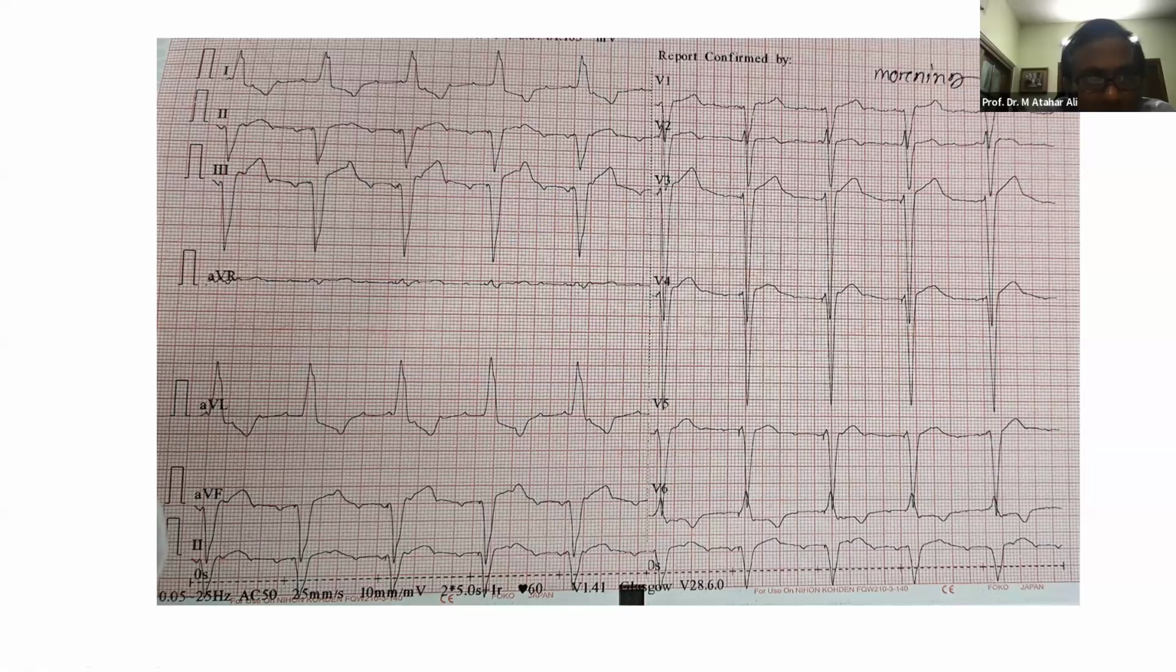True. This is atrial tachycardia with mode switch pacemaker. That is the VVI pacemaker, working in the VVI mode. Right, sir. Thank you.